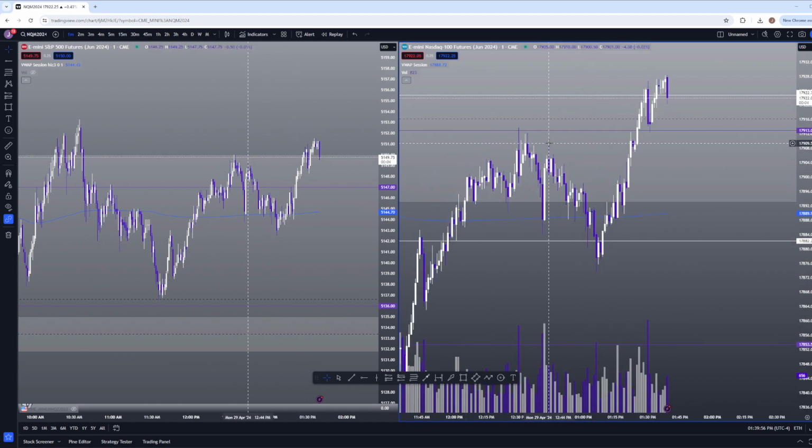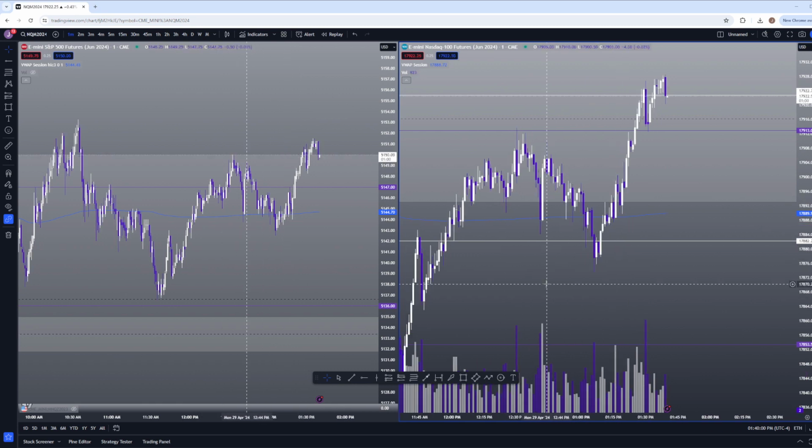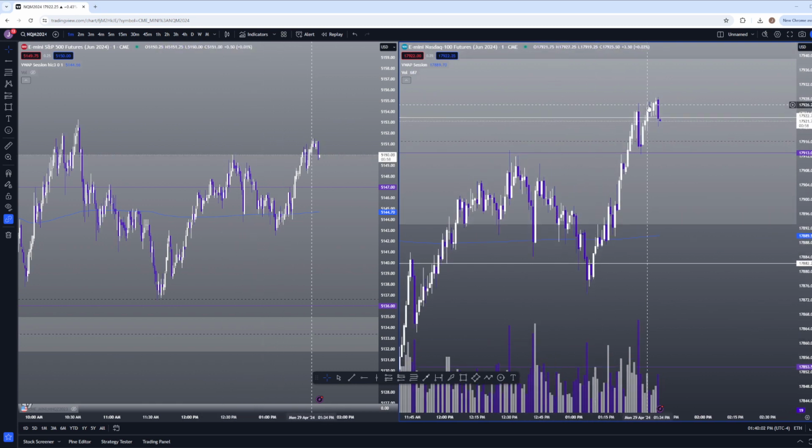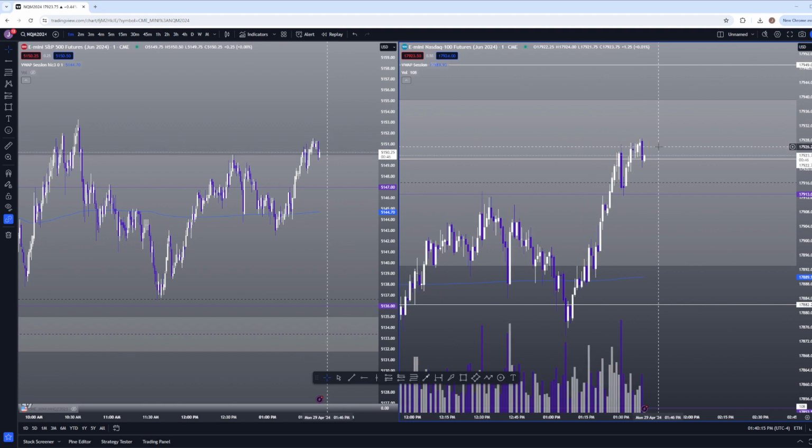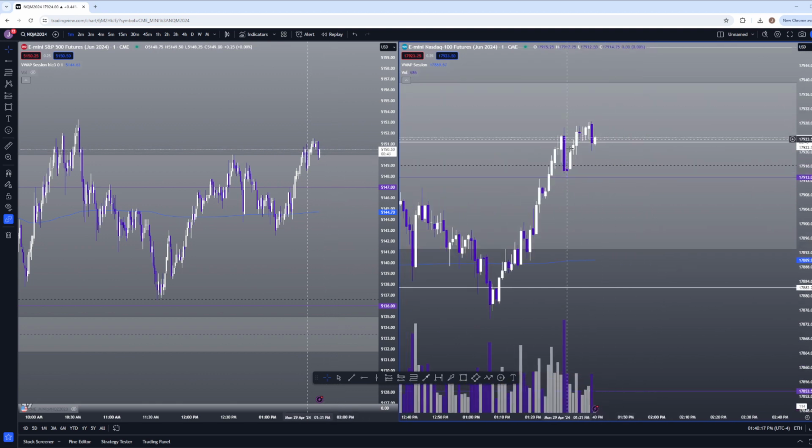So after seeing this accumulation, we saw manipulation down, grabbing sell side orders, and then we see the expansion move. So now what we're expecting is either we're seeing consolidation. So now we're seeing a consolidation. So now we're expecting another manipulation and an expansion, or just an expansion, until we see a break of structure to the downside, then that could be the reversal.